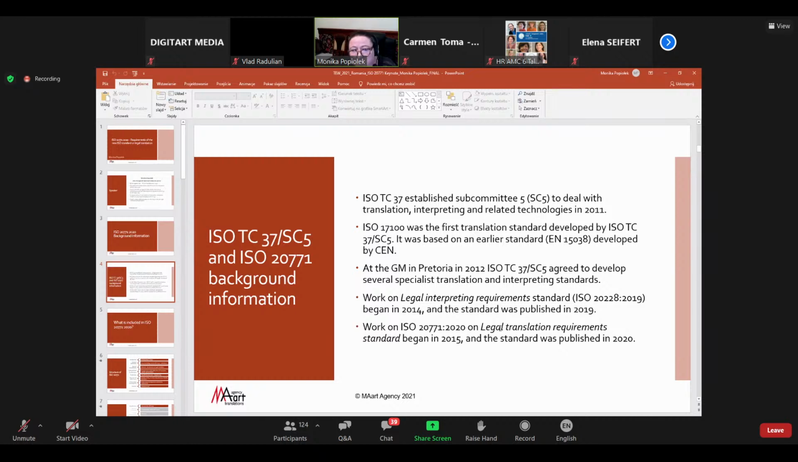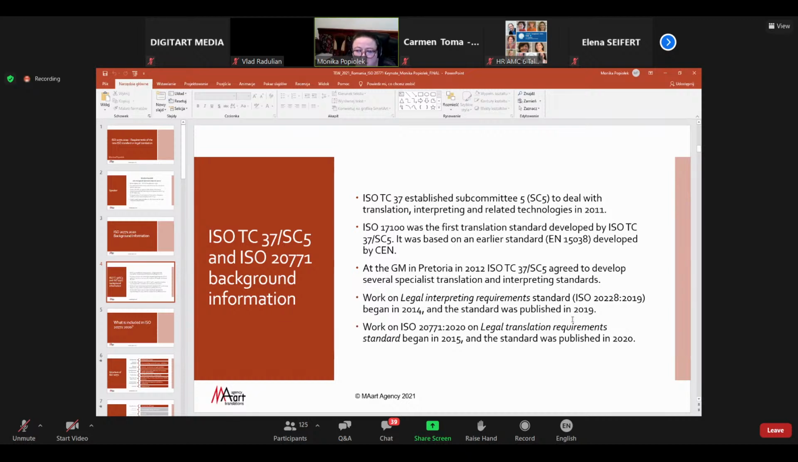So after we made the decision to go for some specialist translation standards, work on interpreting standards, obviously, work on the legal interpreting requirements standard, that's ISO 228, began in 2014, and then the standard was published in 2019. I'm mentioning this standard because it's sometimes treated as a sort of a parallel standard to the one I'm going to be talking about today.